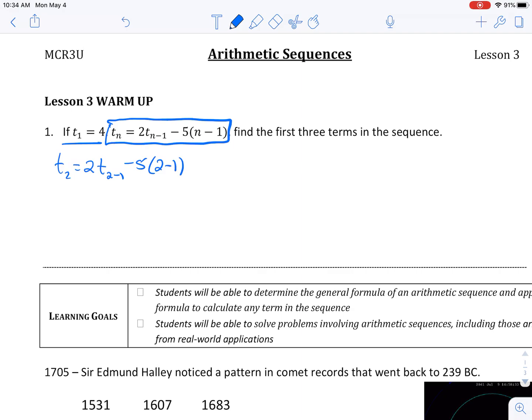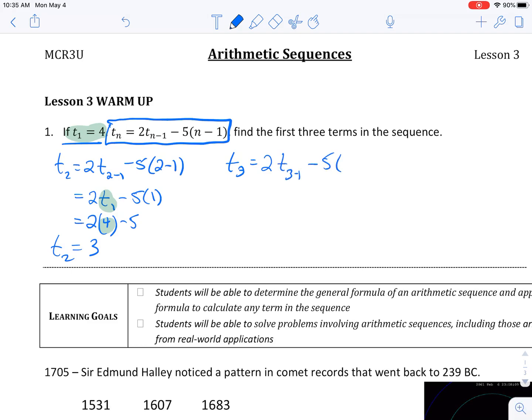Notice this is a unique sequence in that it's got n as part of the calculation and also part of the term number here. If I simplify, this becomes 2 times t sub 1 minus 5 times 1. And this is where we need to replace t sub 1 with the value of the first term, which is 4. And so I have that, minus 5, so I have 8 minus 5. This is going to be 3. So my second term's value is 3.